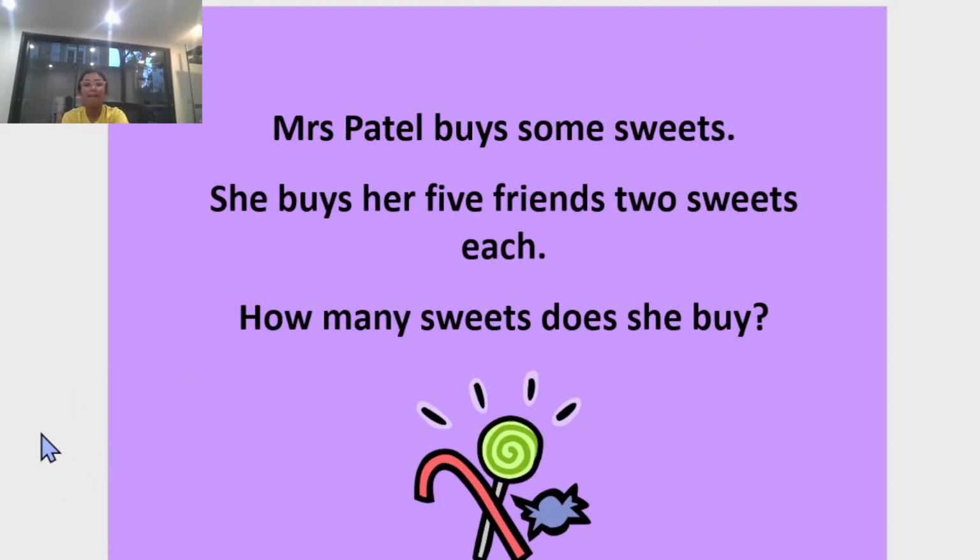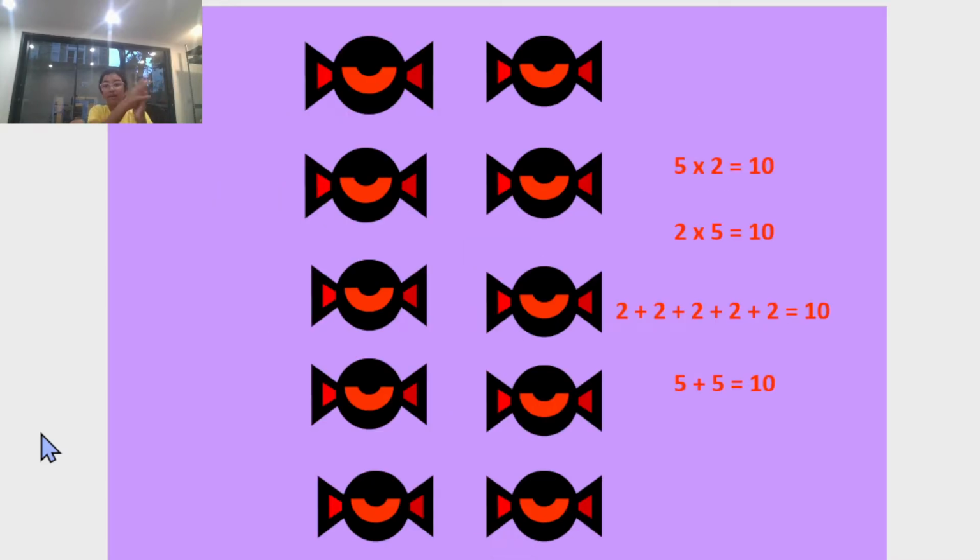Next word problem. Mrs. Patel buys some sweets. She buys 5 friends 2 sweets each. How many sweets does she buy? Then again, 5 times 2 is 10. 2 times 5 is 10. Commutative. 2 plus 2 plus 2 plus 2 plus 2 is 10. 5 plus 5 is 10. And here we have sweets. 1, 2, 3, 4, 5, 1, 2.